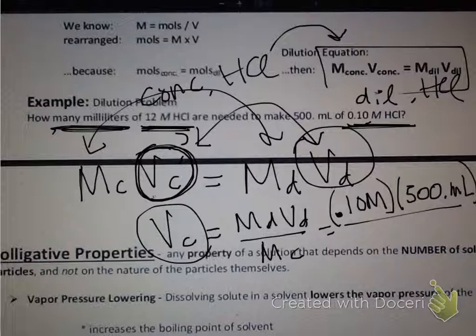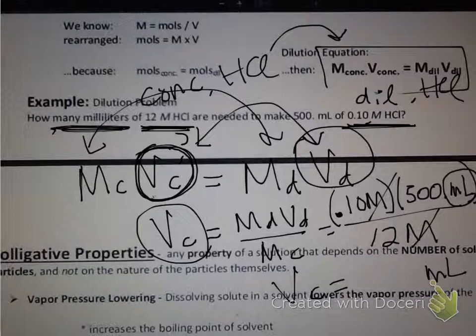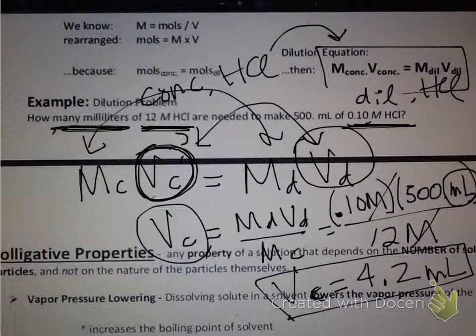Alright, what's the molarity of the concentrated? 12 molar. So for the volume of the concentrated solution, notice I've got a molarity on top, a molarity on bottom, and I'm solving for milliliters. That's my unit left. So 0.1 times 500, that's 50, divided by 12. So it would be roughly 4 point something. So 50 divided by 12 is 4.2. So the volume of concentrated solution that I'll need is 4.2 milliliters.